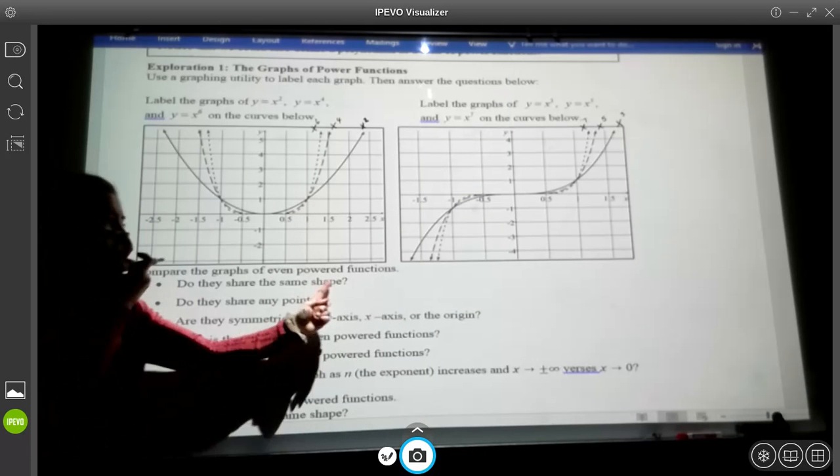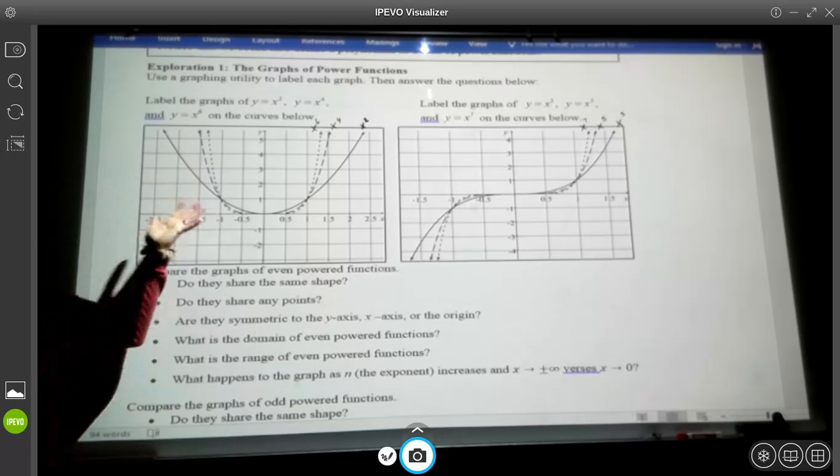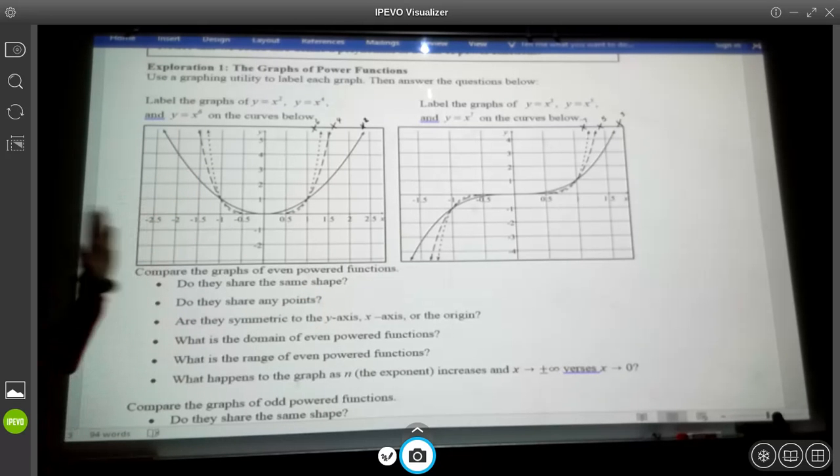Do they share the same shape? Yeah. They basically all look like parabolas, but only the graph of a quadratic can be called a parabola.